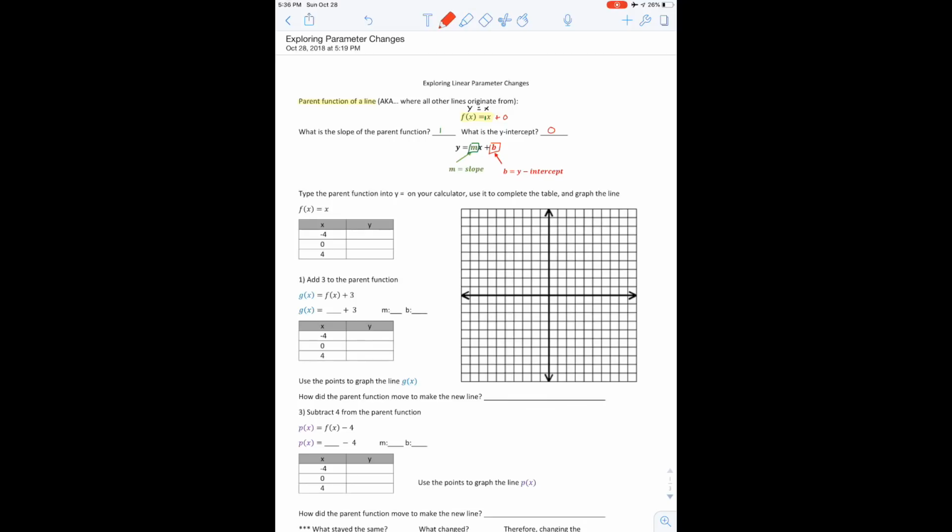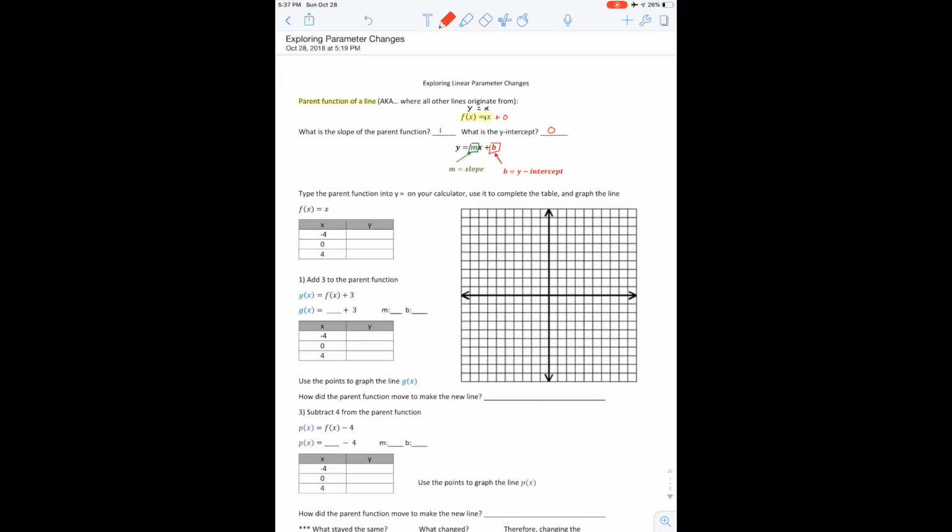Alright, so now we're going to go through some steps and explore to find out what happens if we change certain things. How does that affect the line? That way we don't have to graph it every time. We can tell just by looking at the equation how it's going to change.